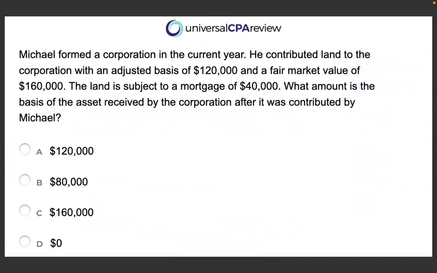Okay, so going through a question here, Michael formed a corporation in the current year. He contributed land to the corporation with an adjusted basis of $120,000 and a fair market value of $160,000. The land is subject to a mortgage of $40,000. What amount is the basis of the asset received by the corporation after it was contributed by Michael? Okay, so this is a good example.